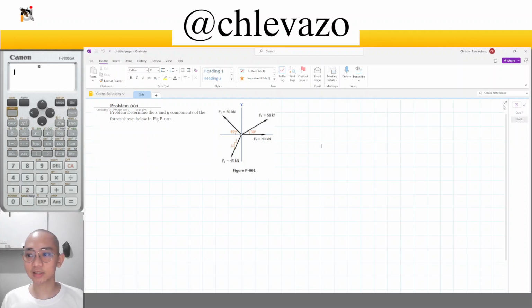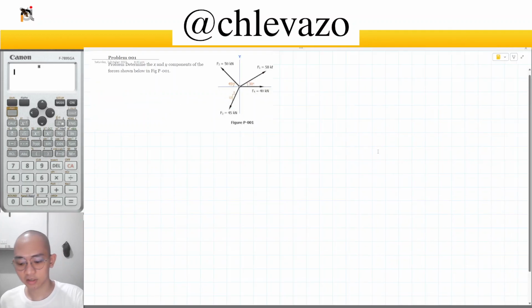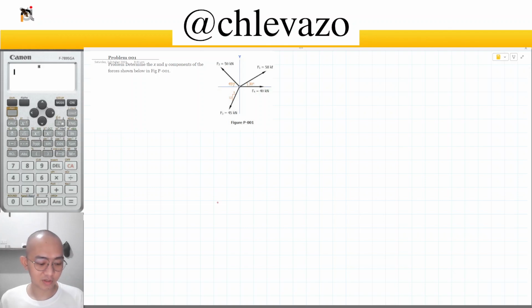Actually, what we will do here is get the summation of the forces. So if you're asked for the x component, we will get all the x components. By the way, we have 4 forces involved. F1, which is 58 kilonewtons with 30 degrees with the positive x-axis. F2, 50 kilonewtons, 45 degrees naman siya with the negative x-axis. And then we have the 5-12 slope for the F3, which is 45 kilonewtons.